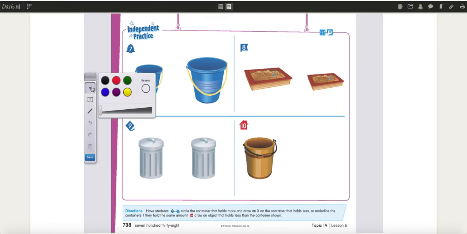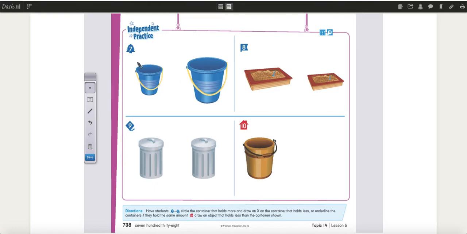Okay, here we're going to circle the container that holds more, draw an X on the container that holds less, and underline them if they are the same amount. So let's look at number 7. What can you tell me about these two buckets?